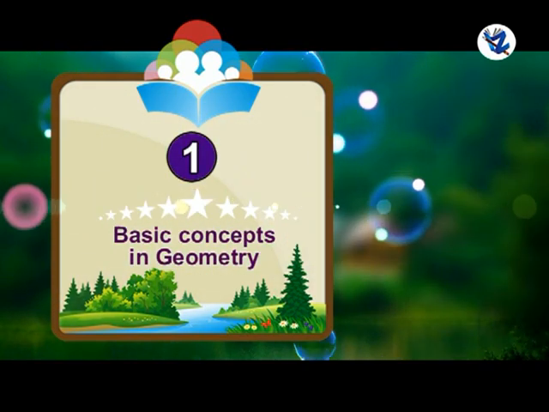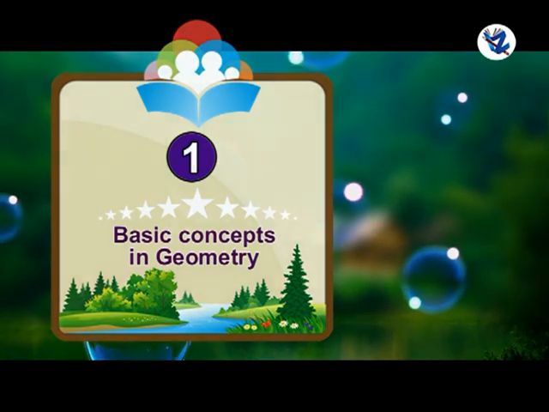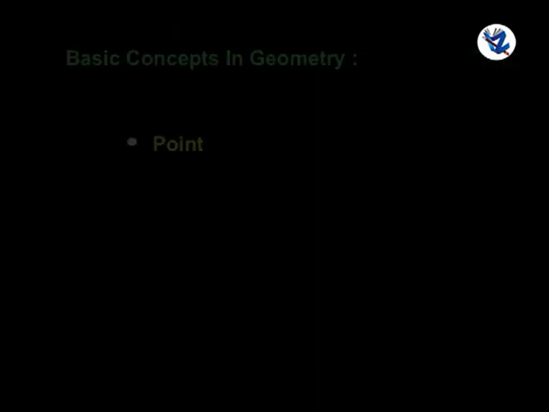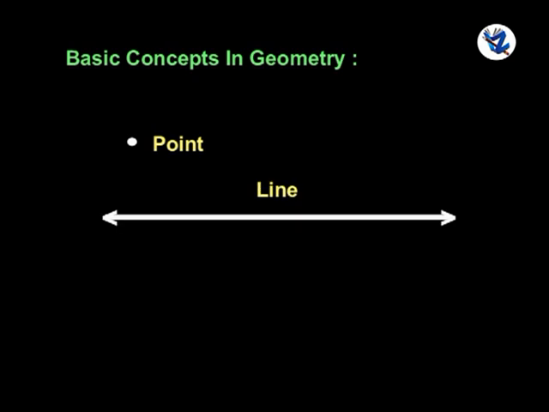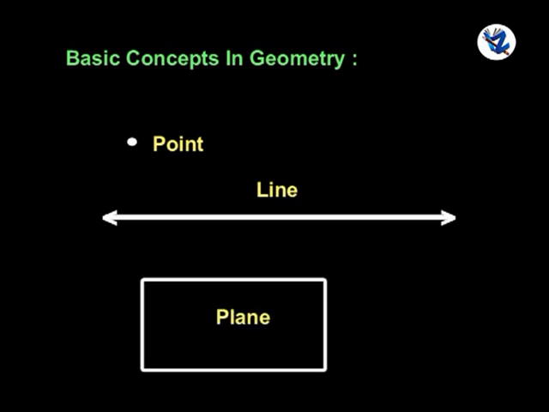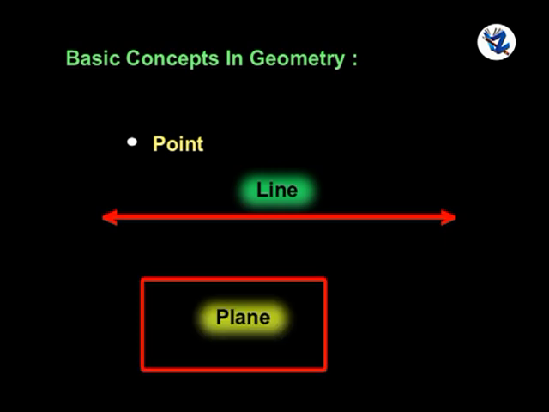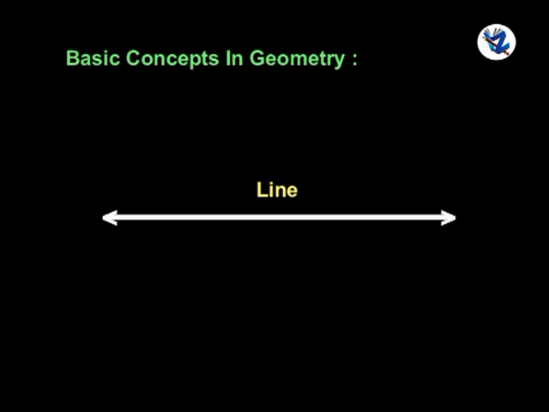Chapter 1. Basic Concepts in Geometry. Dear students, you know about a point, a line and a plane also. These are some basic concepts in geometry. We do not define these basic concepts. Lines and planes are sets of points, and remember, when we say line, the word is used in the sense of straight line.